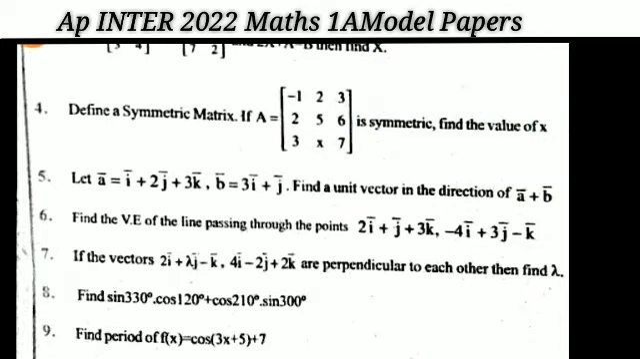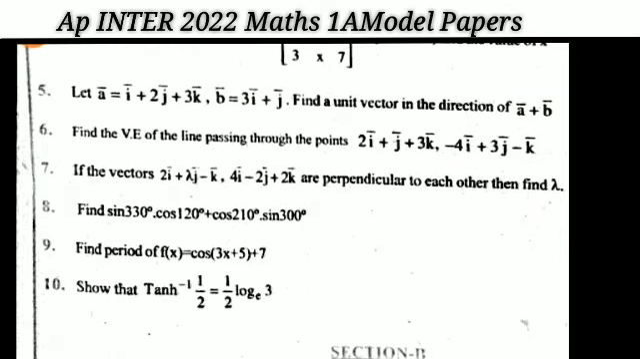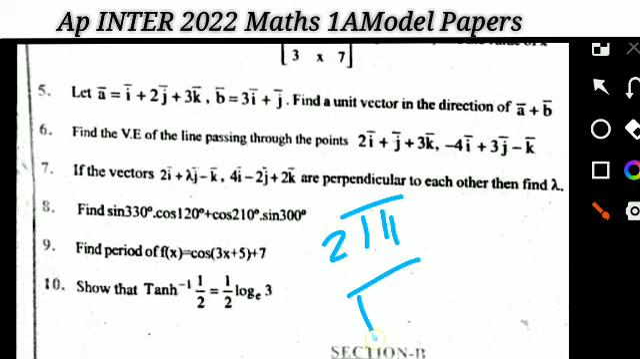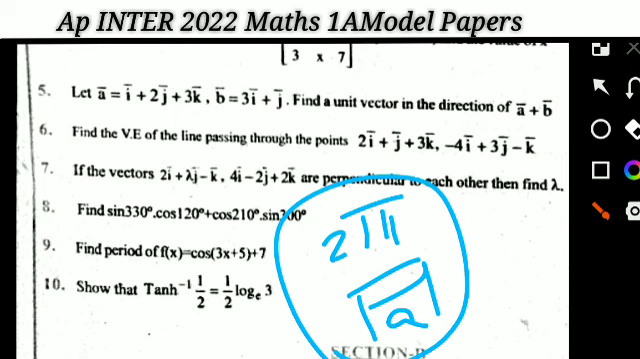Okay, next, find this value. Next, find the period of cos 3x plus 5 plus 7. What is the period of cos ax? The period of cos ax is equal to 2 pi by mod a. This is the formula for the period of cos ax.